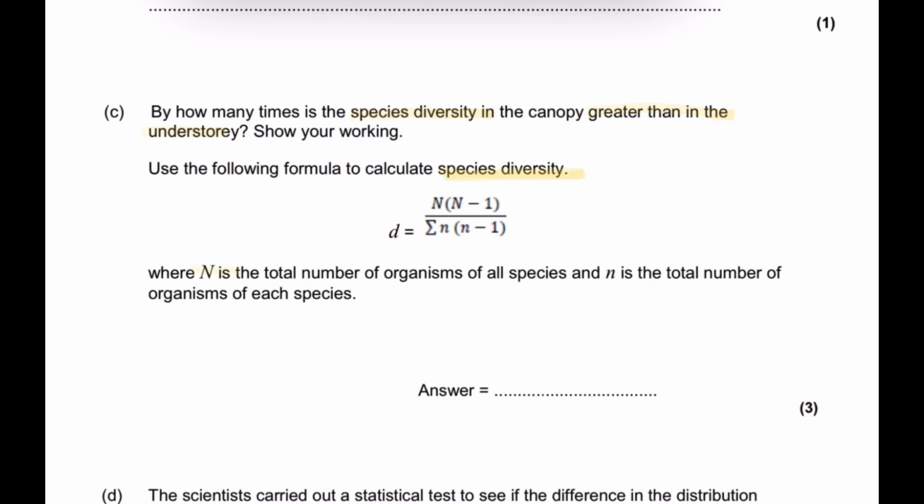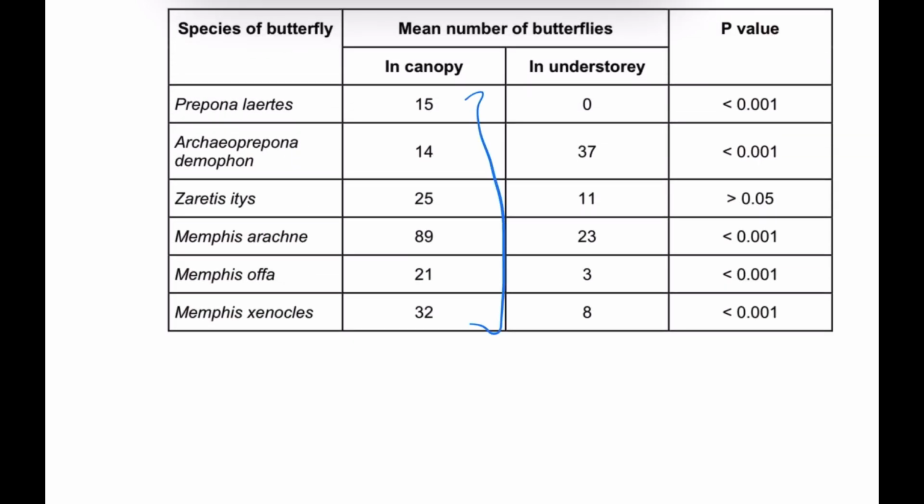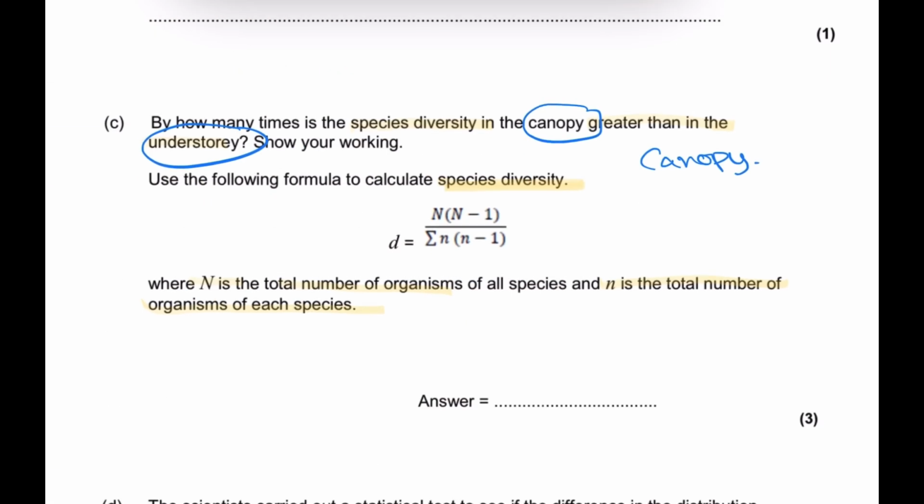Here, N is the total number of organisms of all species and n is the total number of organisms in each species. First we have to do this for the canopy, and we also have to do this for the understory. So let's start with the canopy. First thing we do is add all of these together. Overall, there is 196. So this is what the first one means. It means 196, and then we do 196 minus 1, so we times it by 195.